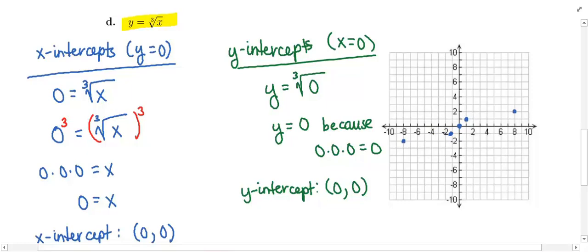Okay, all right. I am going to go ahead and connect the dots here. I call this guy the snake graph, because it's going to look like a snake. Give me a second to draw this in. All right, so this is the graph of the cubed root of x.